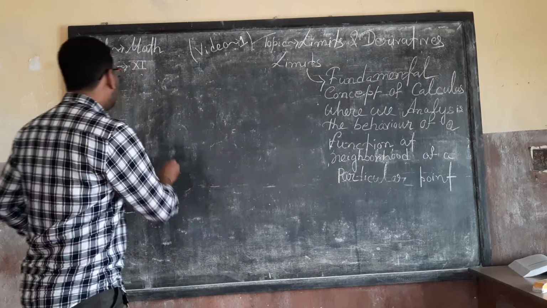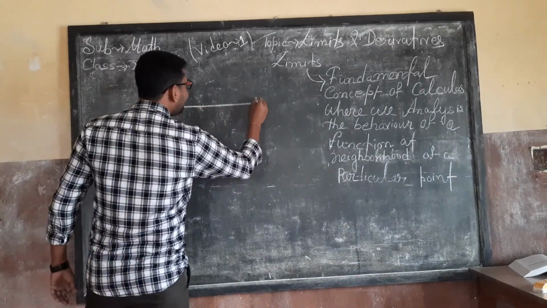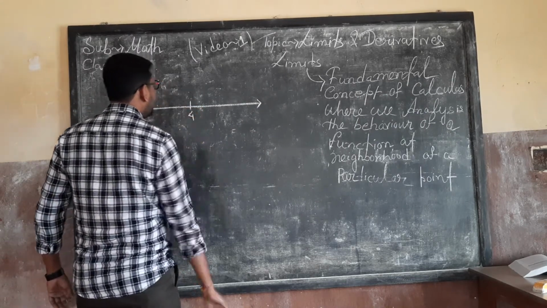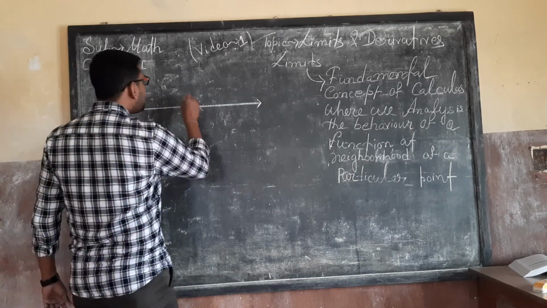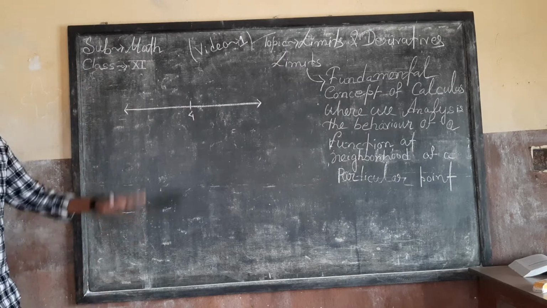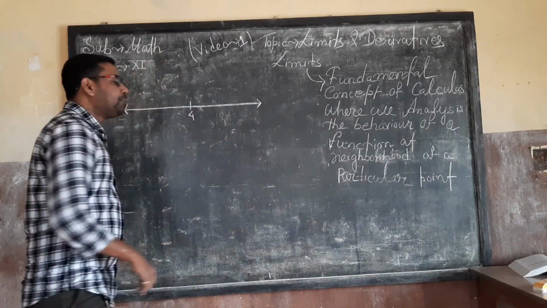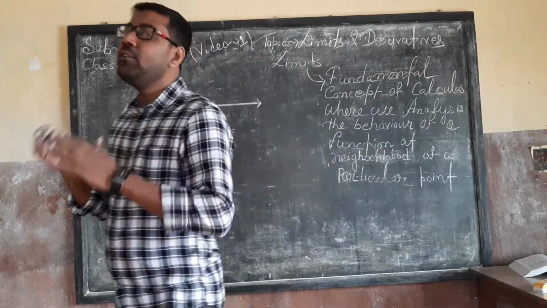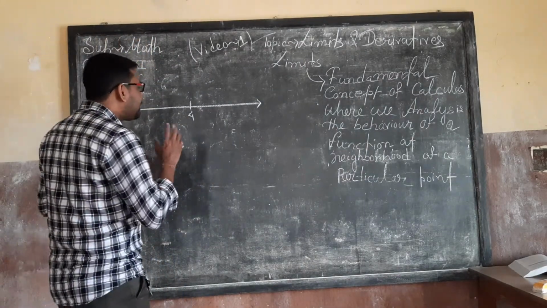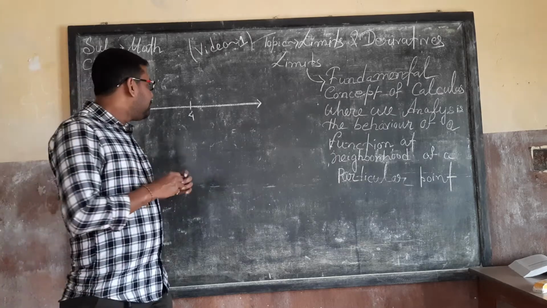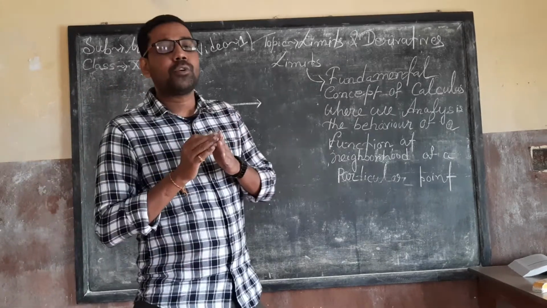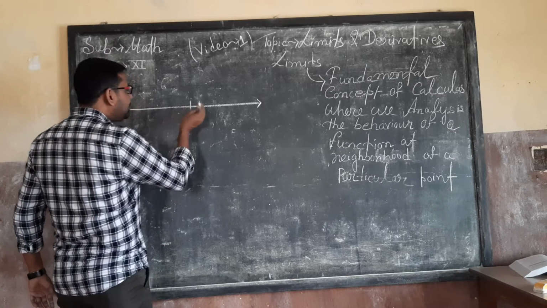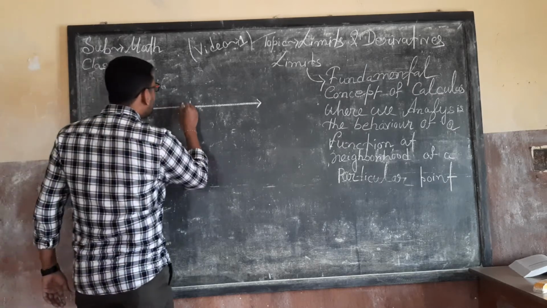So if you consider the number line, suppose this is the point x equal to 4, and at x equal to 4 the function value is undefined. So if I want to find out the value of this function, then we consider the neighborhood points of this 4. These are very close to 4 but not equal to 4. This time we consider some values on the left side of this 4.